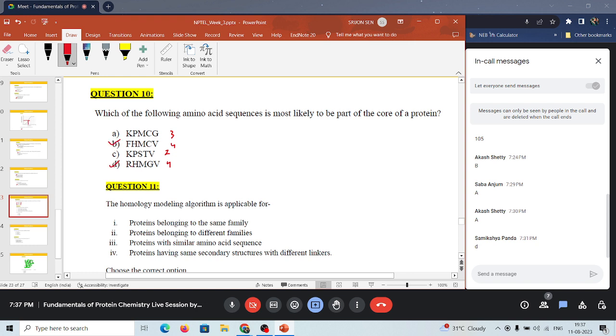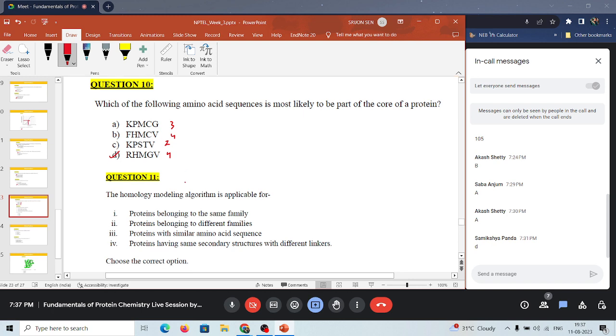Now, in some cases, you do not consider phenylalanine to be a hydrophobic residue. In that case, you can provide D as the right answer. So in many cases, we do not consider phenylalanine to be hydrophobic, and in that case, you can consider D to be the right option.